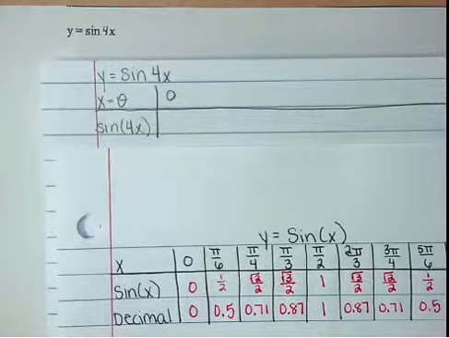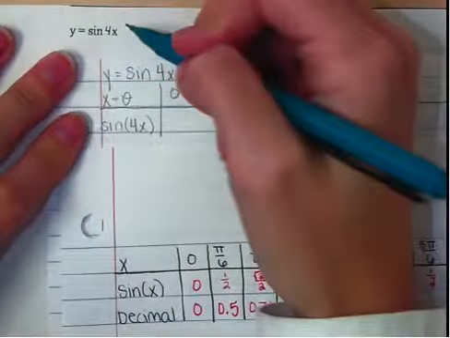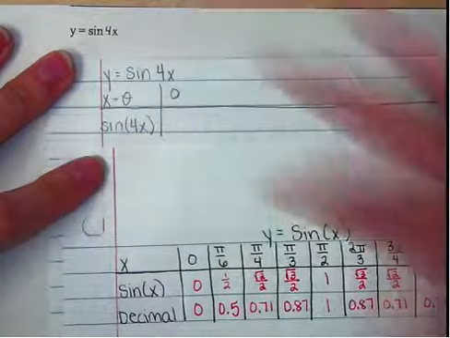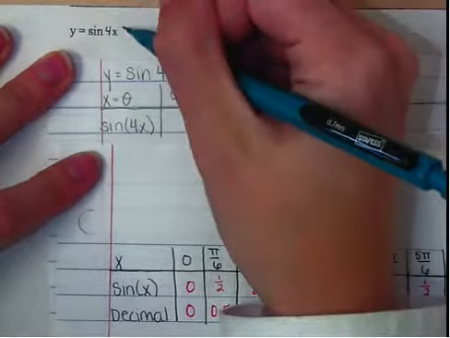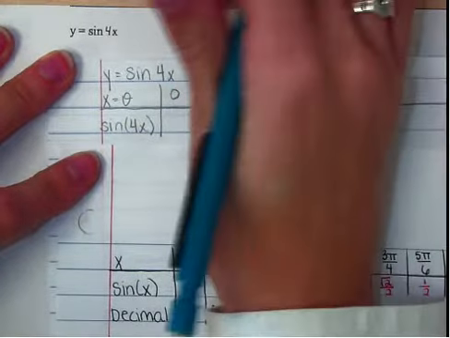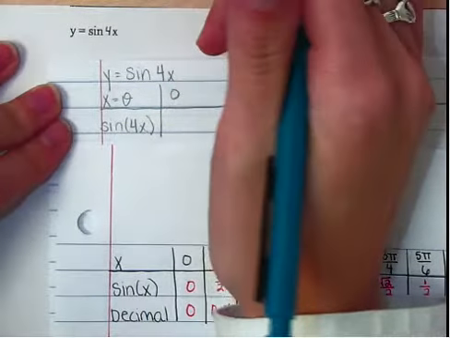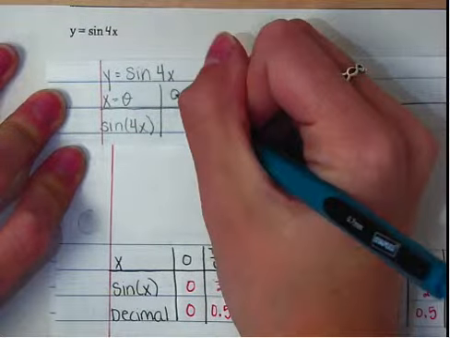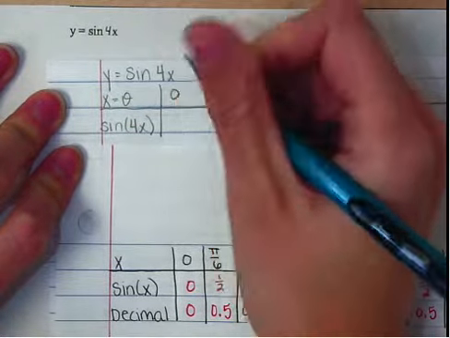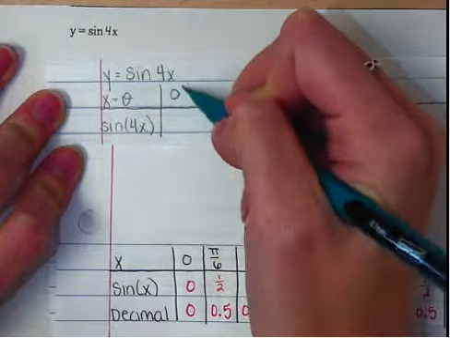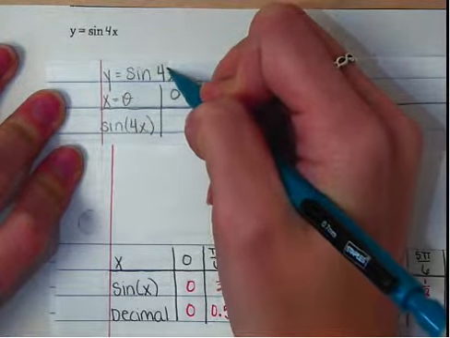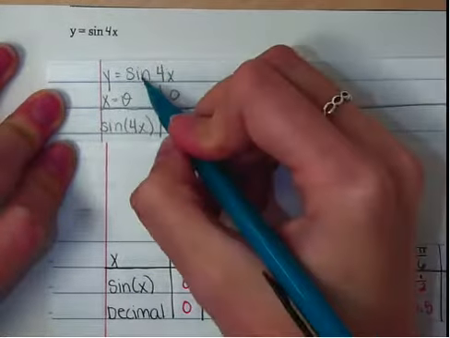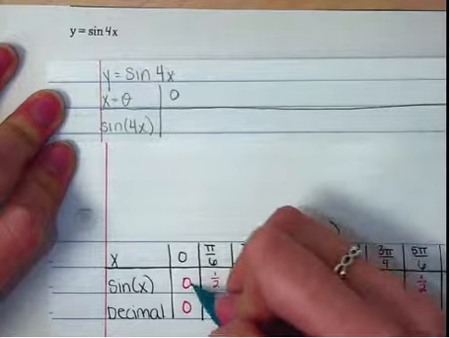The next type of transformation that I have is a value that's multiplying theta before we take the sine or cosine of it. So I have sine of 4 times x. For 4 times x, we take our theta, our x, and then multiply it by this number. So 0 times 4 is still 0, and we're taking sine of that value. Sine of 0 is 0.